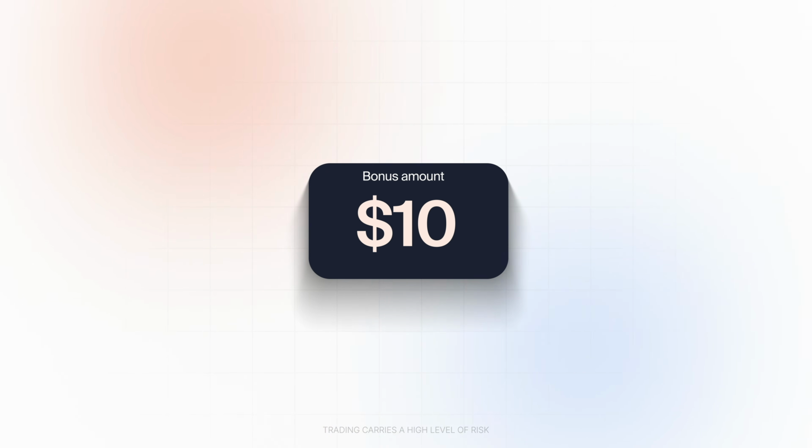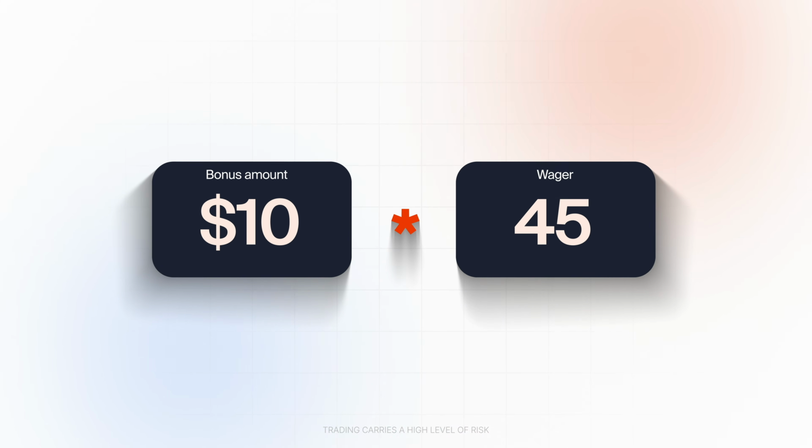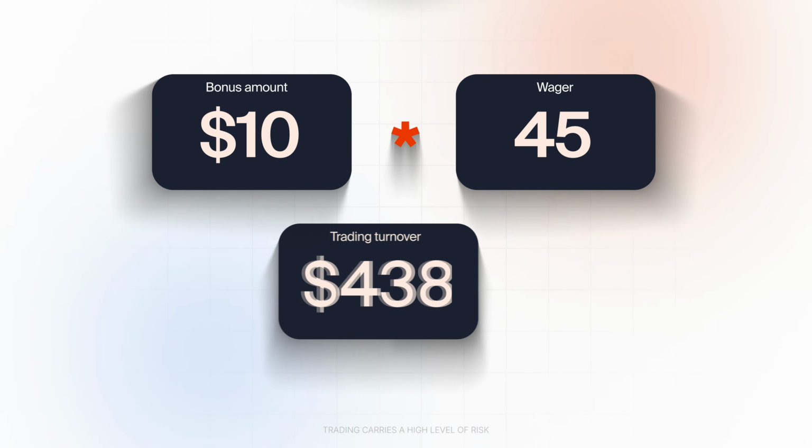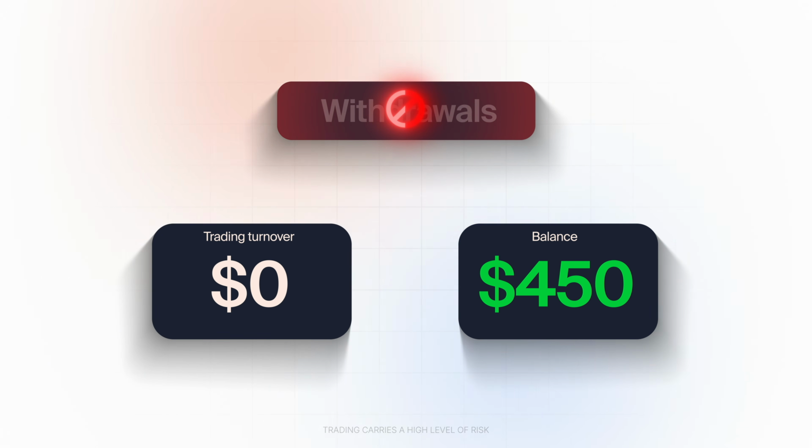For example, if the bonus amount is $10 and the wager is 45, the required trading turnover will be equal to $450. When the required level of the trading turnover is reached, bonus funds will be transferred to your real balance and withdrawals will be re-enabled. You will also be able to activate a new deposit bonus.